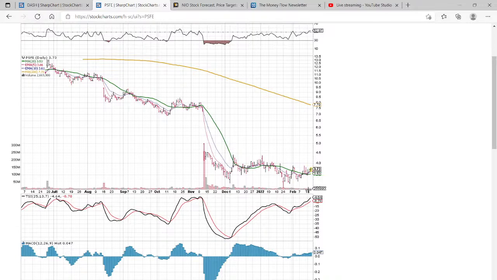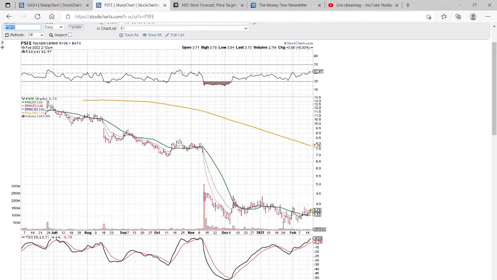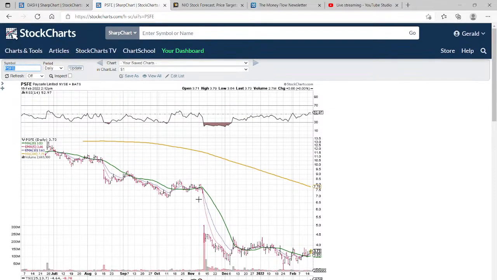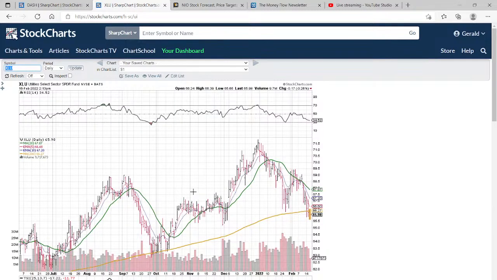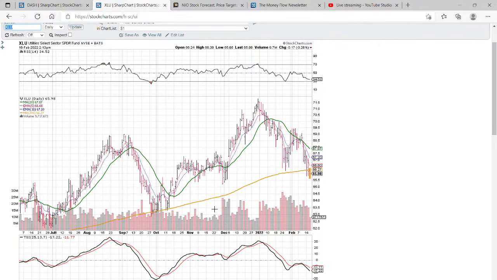Actually, I just started playing with that. I'll tell you a funny story. Let's look at, while I'm telling you this story, let's look at utilities. XLU. No, we're not looking at gold. Yep. Ooh, utilities are starting to set up here soon. So we got an anchor point.